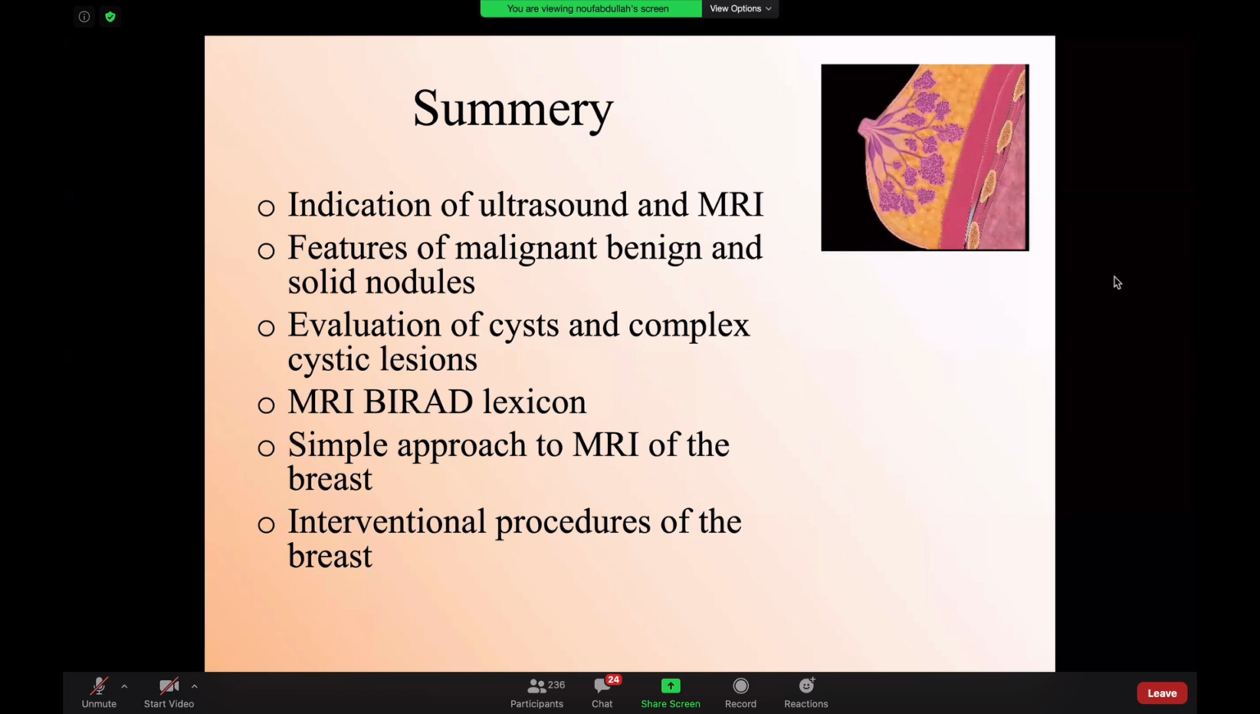Okay, what are the indications of ultrasound-guided aspiration? For a cyst that is usually painful, I would aspirate. Otherwise, I wouldn't do it for anything else, and in cases of breast abscess.